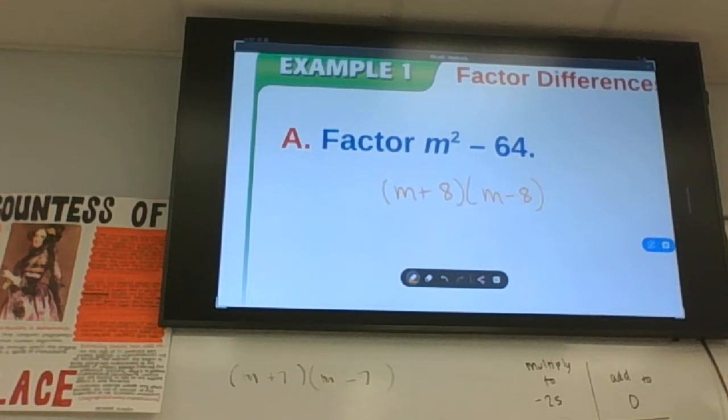Very good. So write it down. Alright, so it's plus 8 minus 8, and the reason for that is the square root of 64 is 8 from the special list we made.